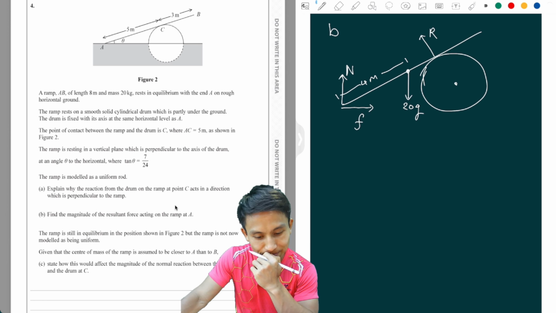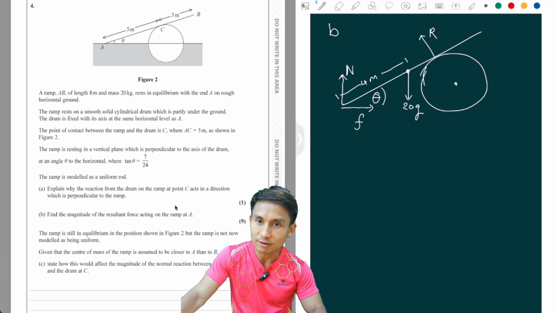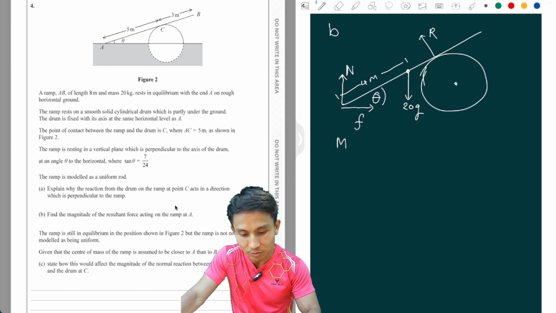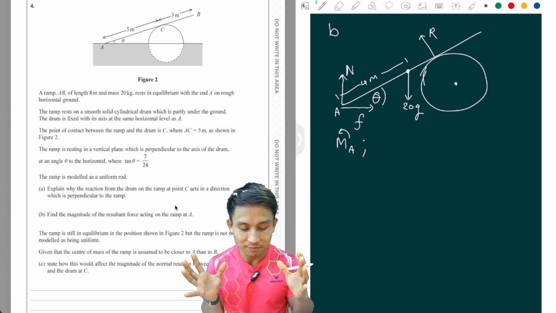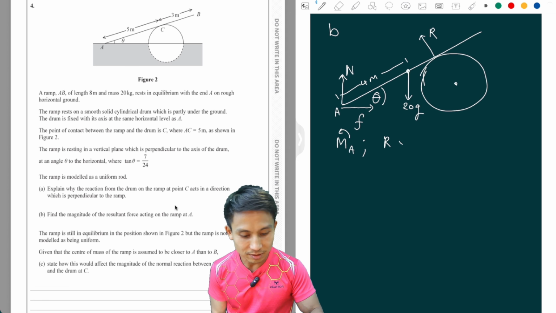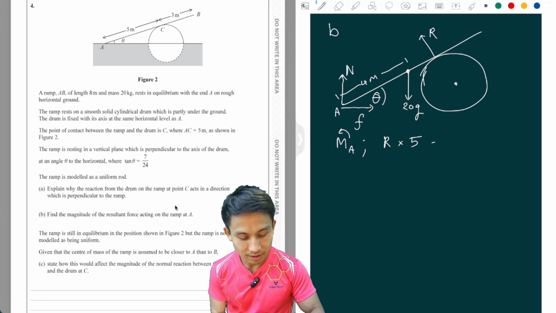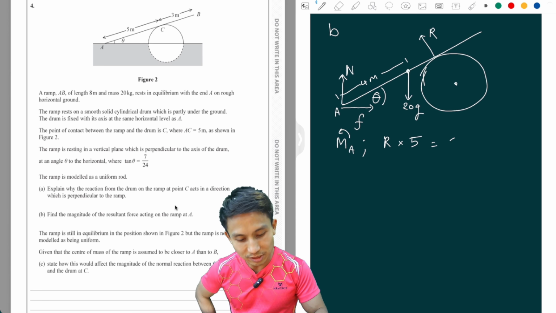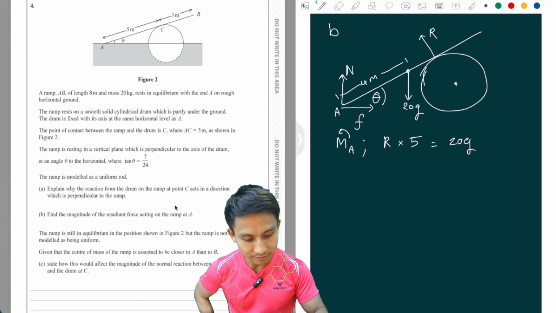So let's see. The angle here is theta, right? If we take moment, we're gonna find R first. So let's say we take moment at point A, yeah? This is point A right here. So at point A, we take moment. We don't need to consider the N and the F because we don't know it yet. So we can do like R times the perpendicular distance here, which is just 5, right? Equals, and then 20G will be the weight, and the distance here will be 4 meters, resolving down, cos theta.